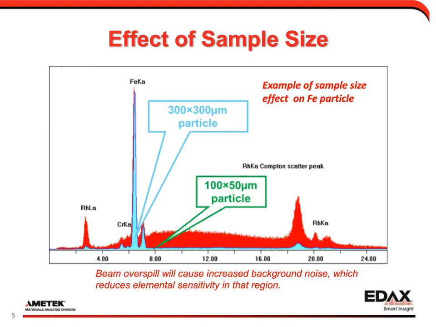So in this example slide, we have an overlay of two spectra, basically exhibiting the effect from the last slide, where we have a 300 micron monocapillary beam and analyzed a particle that's 300 by 300 microns, which is pretty much no beam overspill, versus a particle that's 100 by 50 microns, which has a substantial amount of beam overspill. You could see the significant increase in background noise when you have such a great amount of beam overspill.